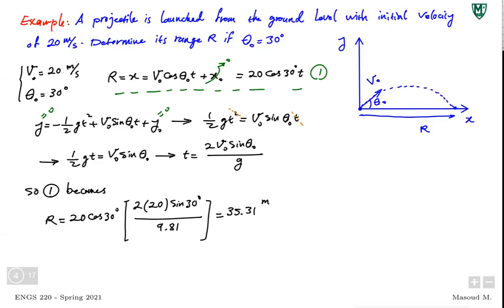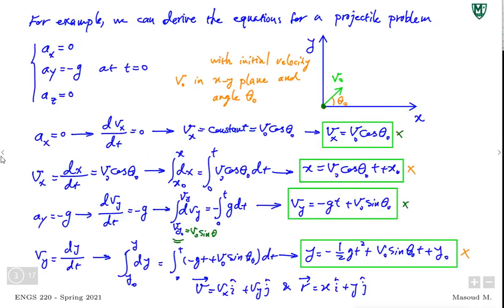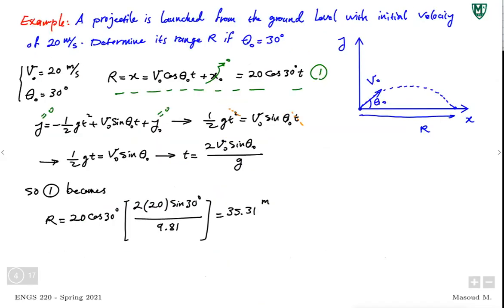All right, so we looked at the range. We wanted to find the range. We didn't know the time. We went back, used the other equation, used the equation for y to find the time t, because we had enough information. Remember, the information comes from the problem statement, right?